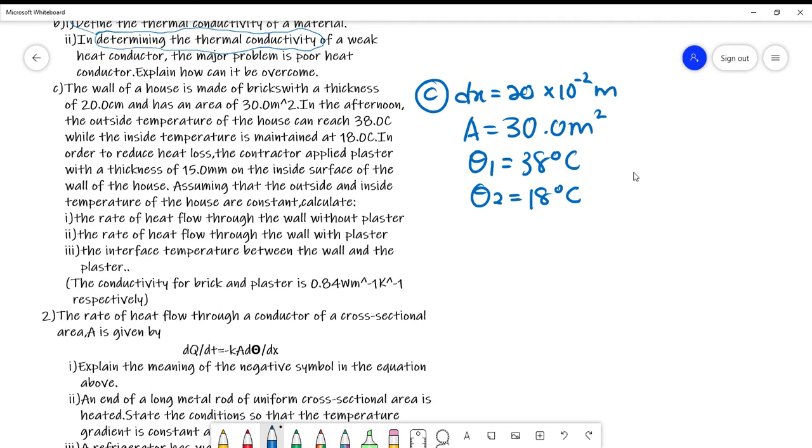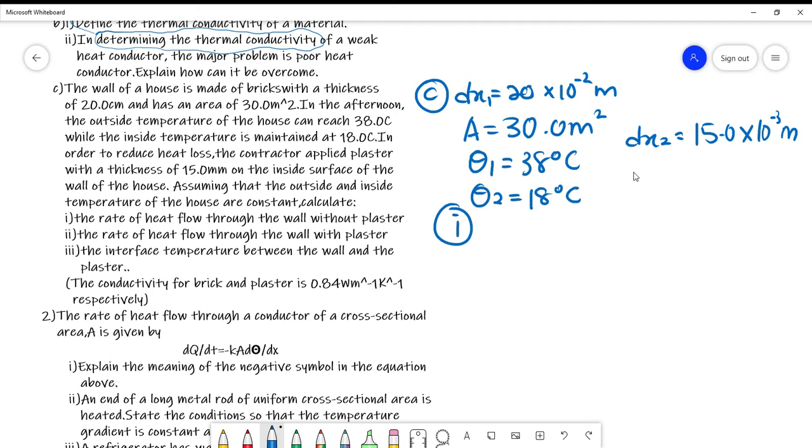In order to reduce heat loss, the contractor applied plaster with a thickness of, okay, so this is dx1 and this is dx2. So 15 millimeter, which is times 10 to the power negative 3 meter, on the inside surface of the wall of the house. Assuming that the outside and inside temperature of the house are constant, calculate the rate of heat flow through the wall without plaster.